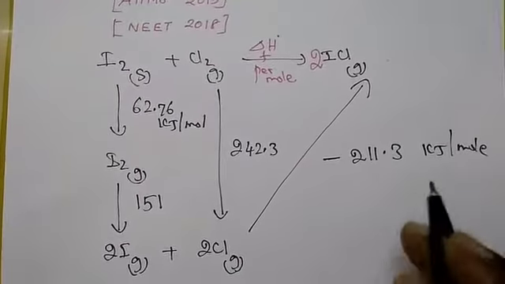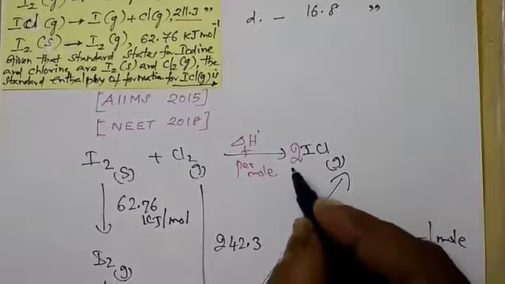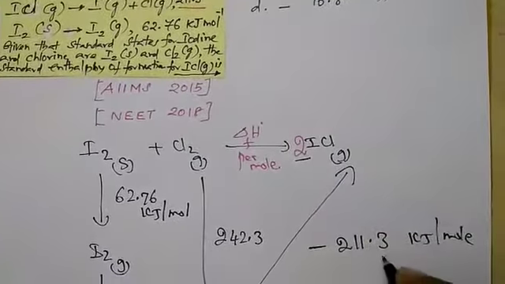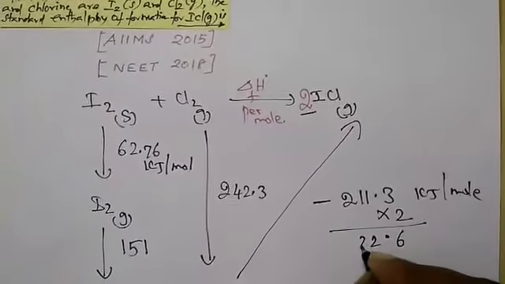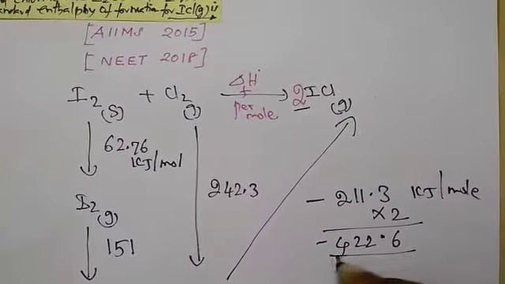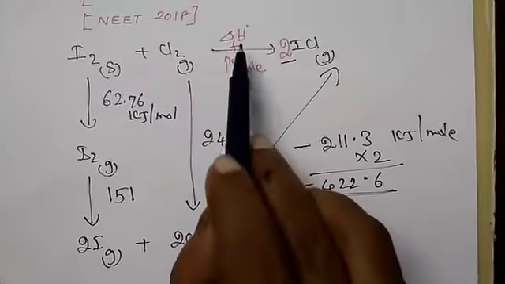The next one, here in the question it is given for stoichiometry 1, whereas here we have taken it for 2, so it is multiplied by 2 also. This is totally because of the stoichiometry. So finally they are asking this.